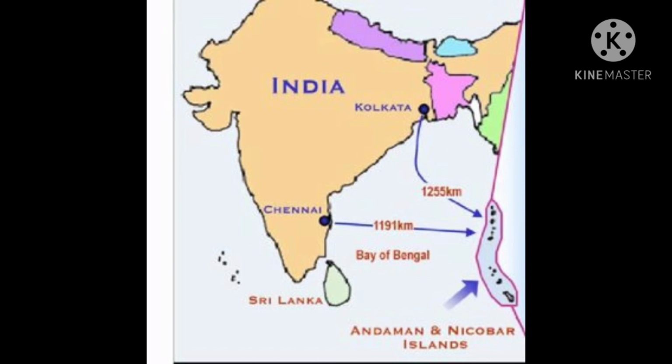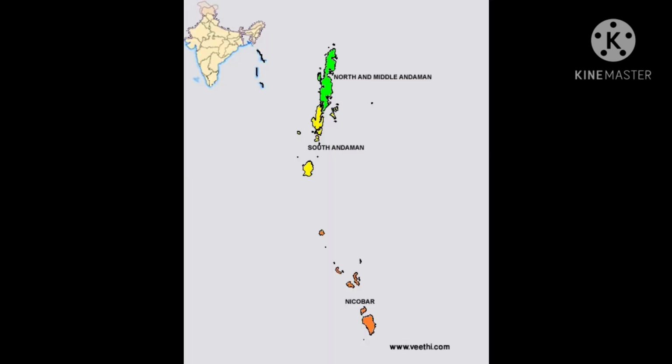The next is the Andaman and Nicobar Islands. These islands are in the Bay of Bengal. You can see on the map. They are bigger in size and comprise around 572 islands. They lie close to the equator and experience equatorial climate and have thick forest.